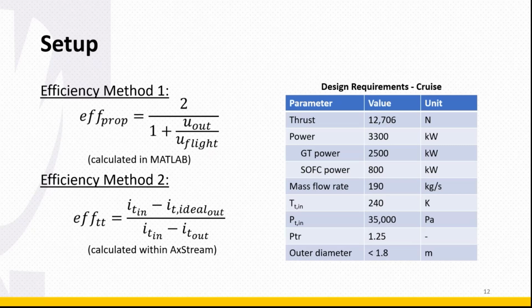And the second method of efficiency is the adiabatic total efficiency. This is called FTT within AxSTREAM, and this is calculated directly within AxSTREAM. So I'm able to just pull this value straight from the resulting files. And this is a measure of the ideal enthalpy rise over the actual enthalpy difference across the machine.